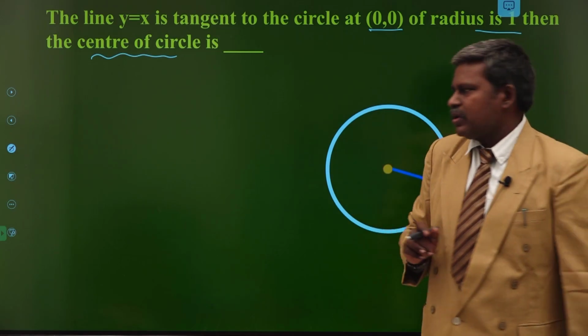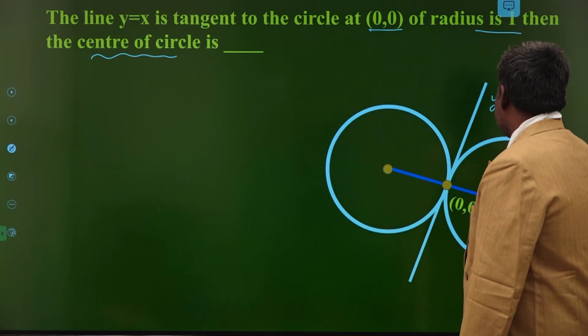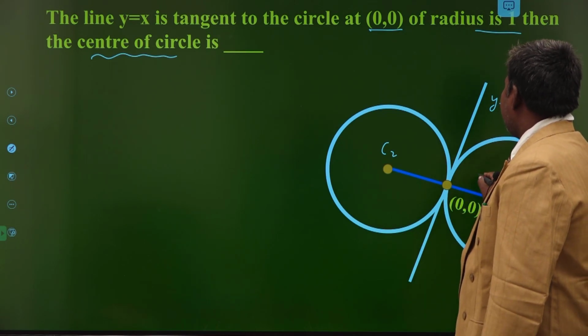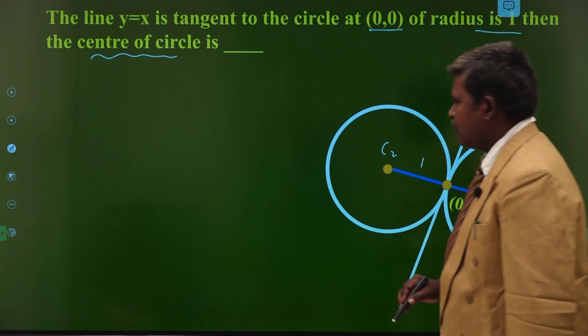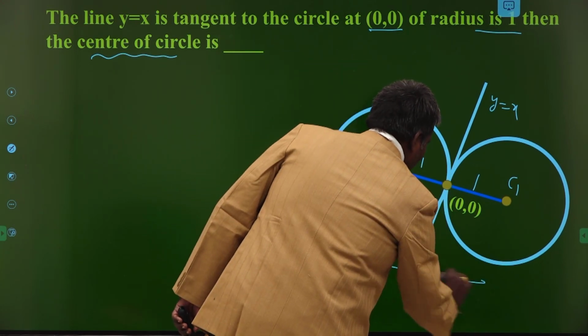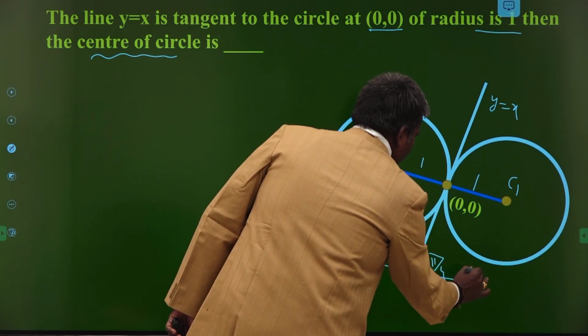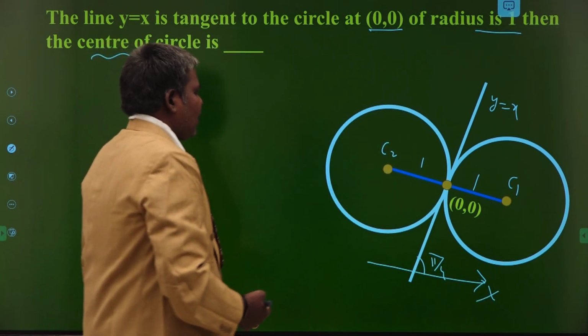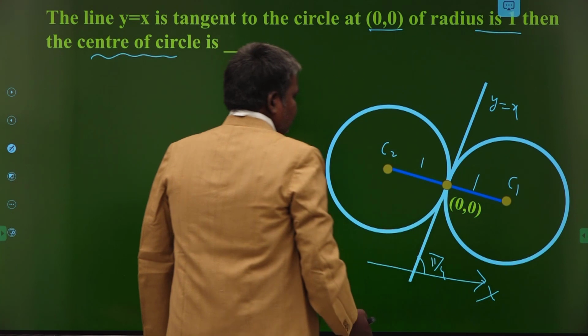What do you have to find out now? You have to find out the coordinates of the centers of the circles, each of radius how much? 1 unit. What is the line equation here? Y equal to x. So, what is the angle here? Pi by 4 with the positive direction of the x-axis. So, the slope of the line is what now? 1 unit.